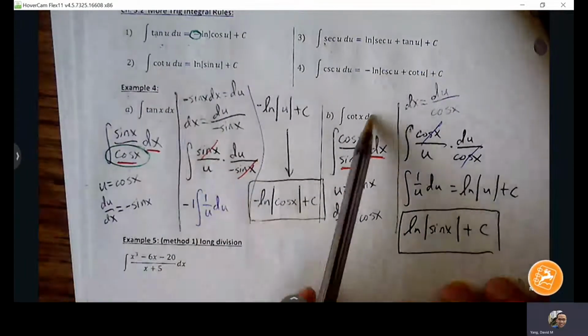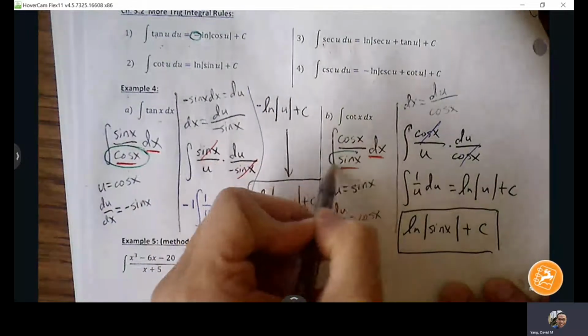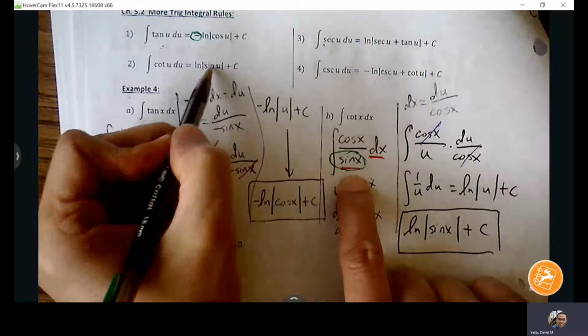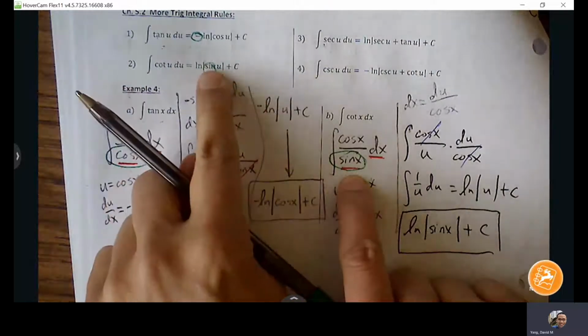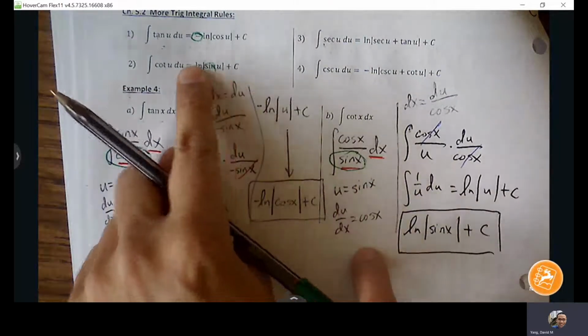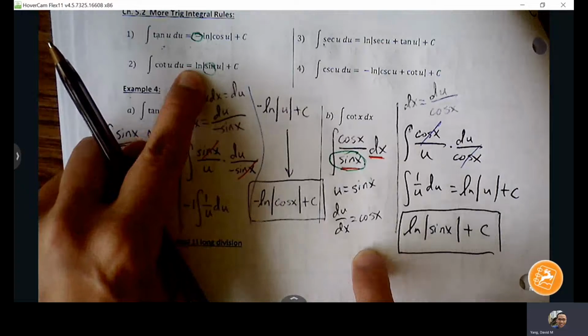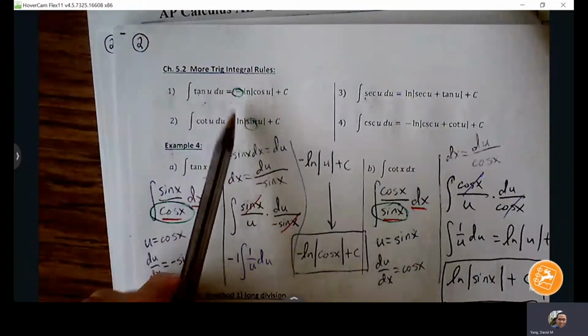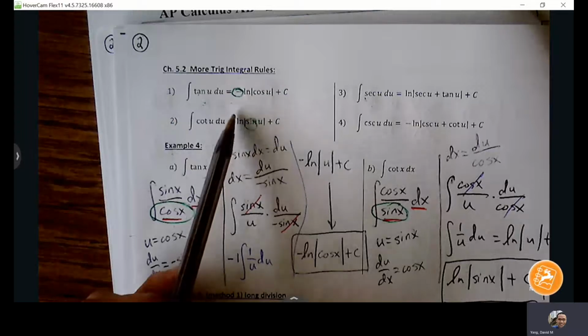Cotangent, on the other hand, is cosine over sine. And if I can think of cotangent as cosine over sine, then that's where I know that the natural log is going to have a sine in it. Sine's derivative is a positive cosine, so that's why there's a positive sign. The reason why I want to bring up the negative and positive is because I feel like that's a common mistake that I see students make.